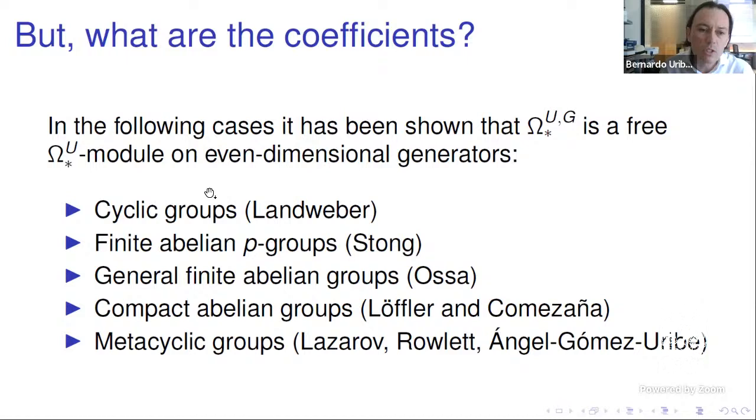And so these constructions were generalized for finite abelian p-groups, for any finite abelian group, for compact abelian groups, and for metacyclic groups. So for all these classes of groups, the equivariant bordism group is a free module on even dimensional generators over the bordism ring. And this has many things inside it. For example, every odd dimensional unitary manifold with a G action bounds a G equivariant manifold, whenever you have all these groups. So that particularly implies.